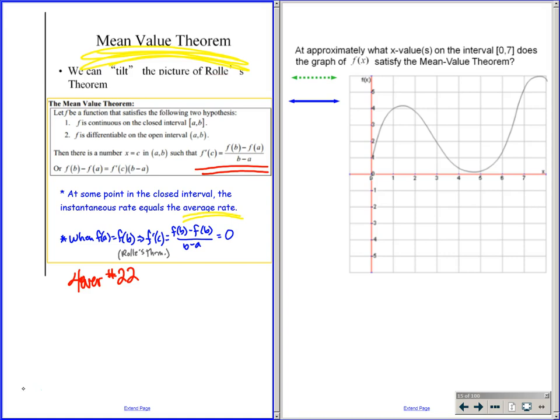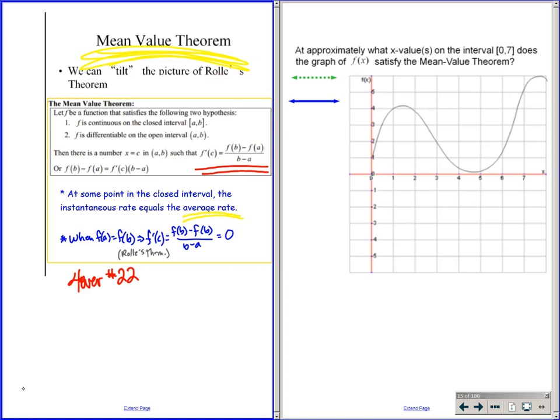MVT, mean value theorem. Here's where it gets a little tricky. Not with mean, that's easy. Mean in math means average. And average in calculus should make you think of average rate. f(b) minus f(a) all over b minus a. Is that in the card? Yes. On the right-hand side.